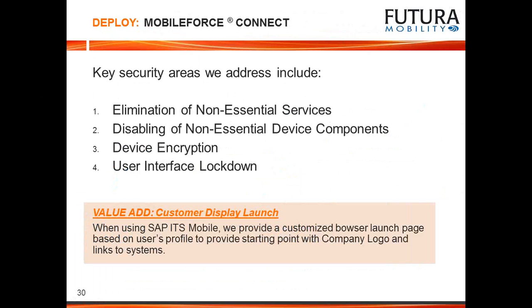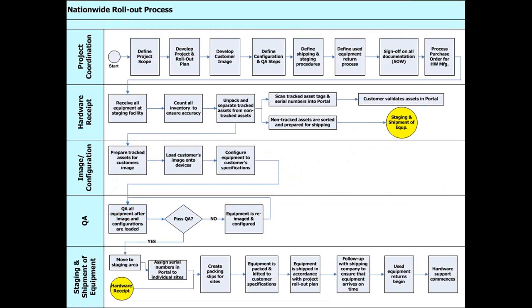One other bonus is we eliminate the non-essential components from the device. We want those workers, those mobile workers, to really be heads down using the device just for what it's intended. So there's elimination of non-essential services. We disable buttons and features on the device and lock down that device to where it only is being used for the purpose for which it was purchased. And then last but not least, if you're using ITS Mobile, we customize a launch page that can be branded with your company logo as well. So that's all part of our MobileForce Connect process and product.